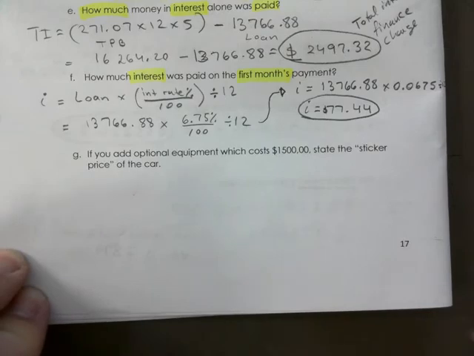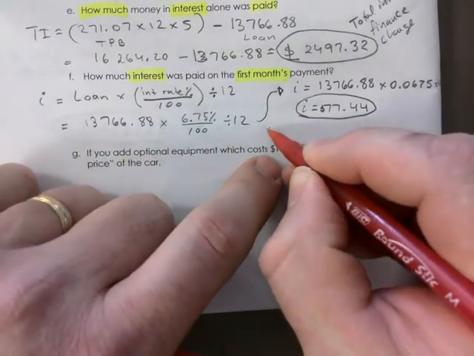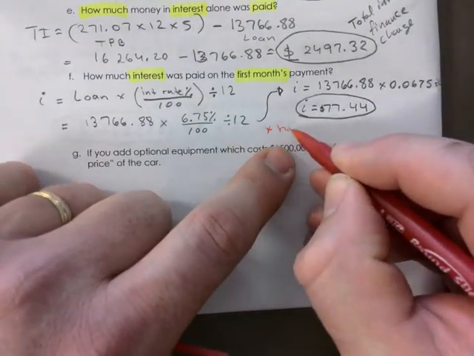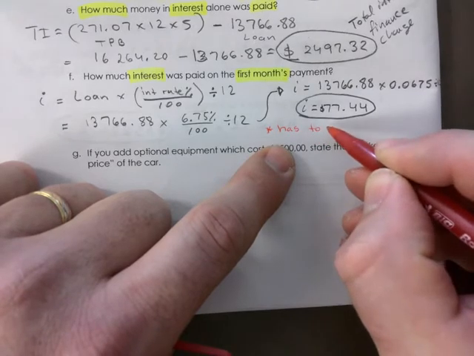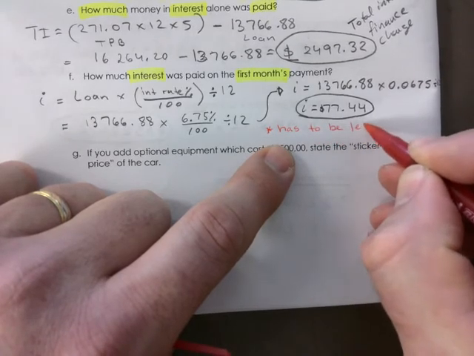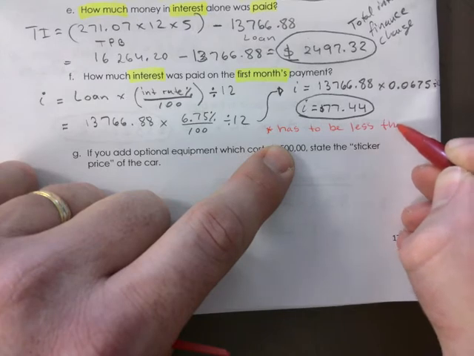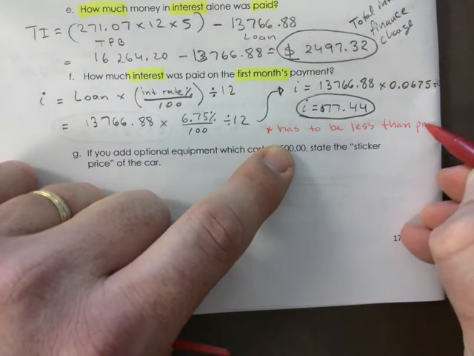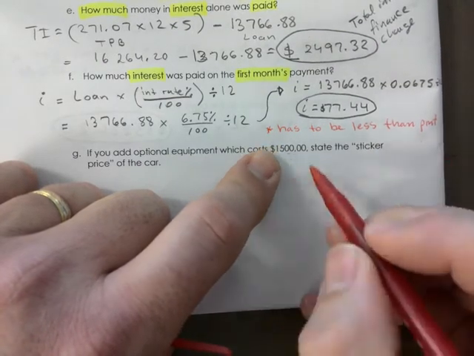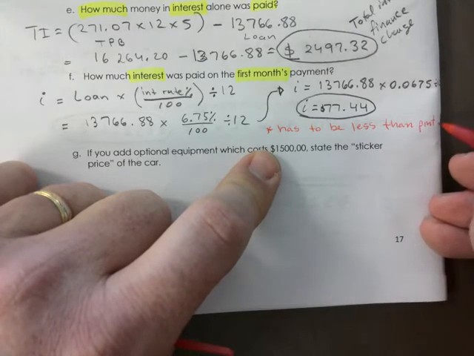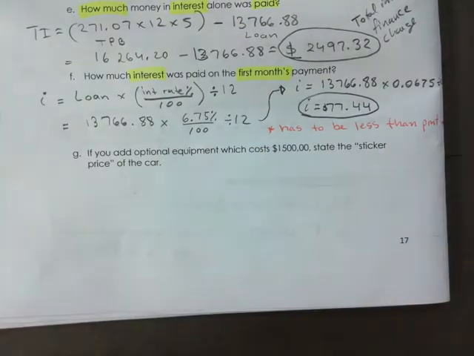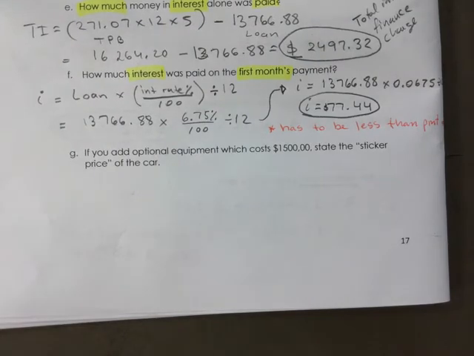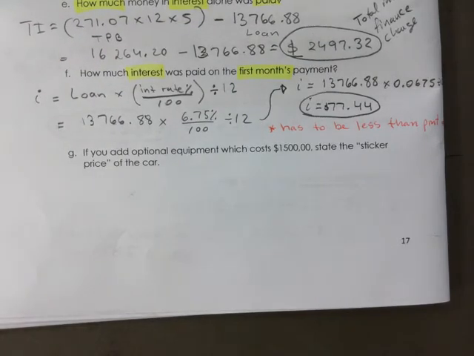And I will tell you this in red here. Interest has to be less than payment. Okay? If you plug in numbers and you get a value that's bigger than your payment, you're wrong, because they take a little bit of your payment for interest. They don't take more than your payment, just your payment.